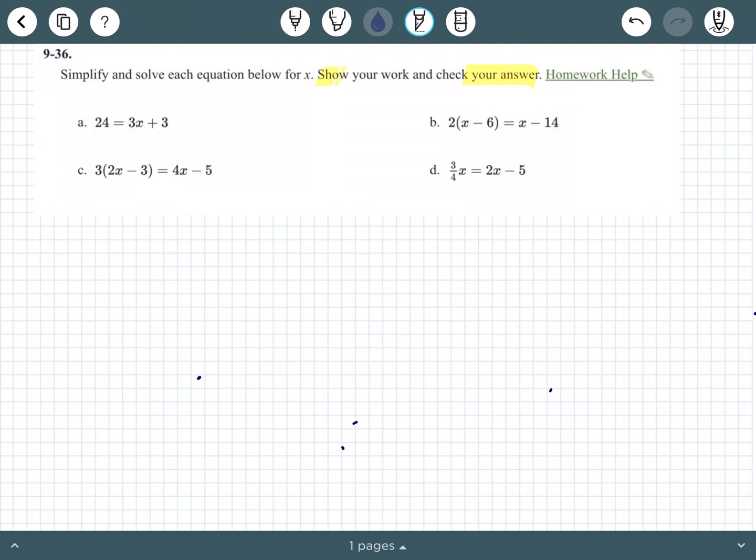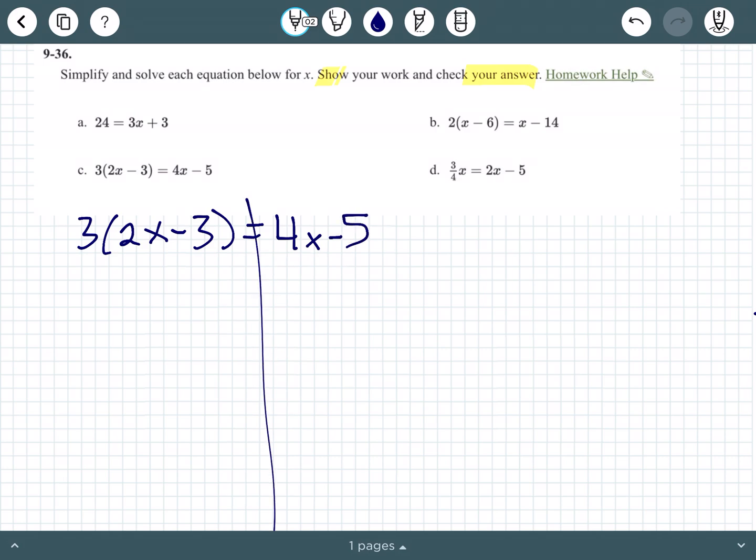And part C. So for part C, I have 3 times the quantity of 2x minus 3 equals 4x minus 5. Alright, I've got a 3 outside of my parentheses, so I know we're going to distribute that. 3 times 2x gives me 6x, minus 3 times 3 gives me 9, and that equals 4x minus 5.